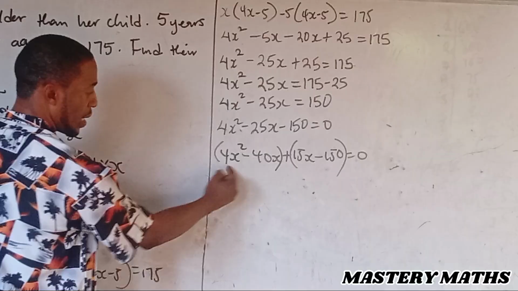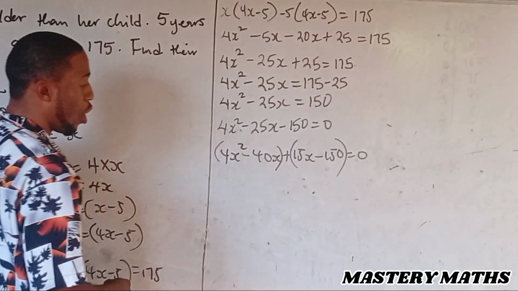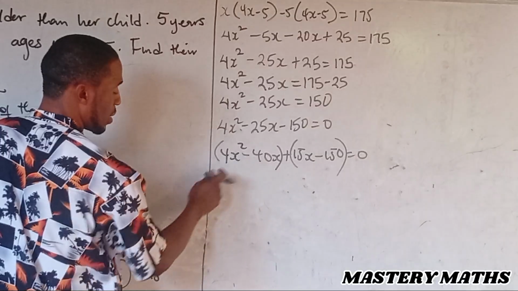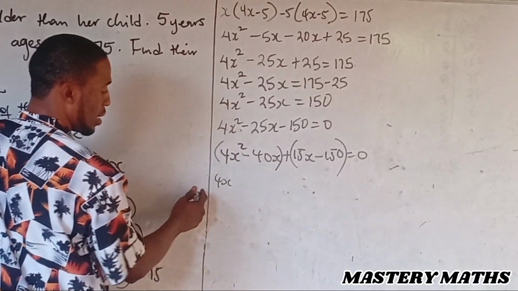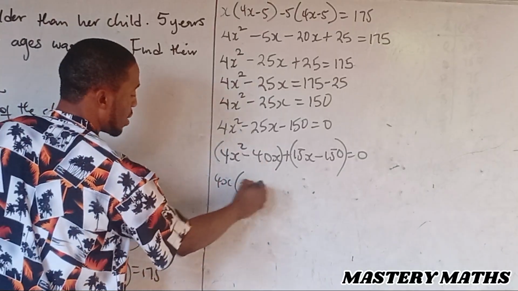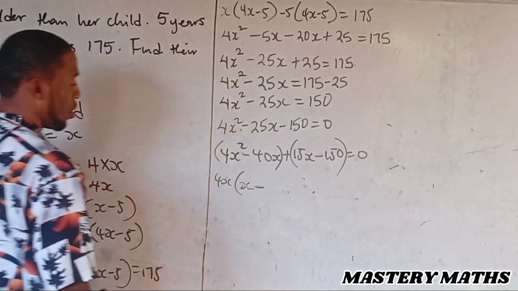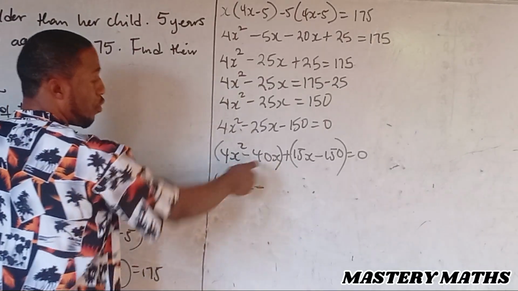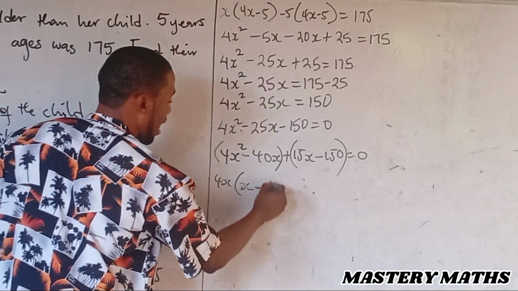The common factor here is 4x. So you put your 4x outside and open the bracket. When 4x cancels 4x, what remains? x remains. Minus, what's the next one? When 4x goes into 40x, it gives us 10.